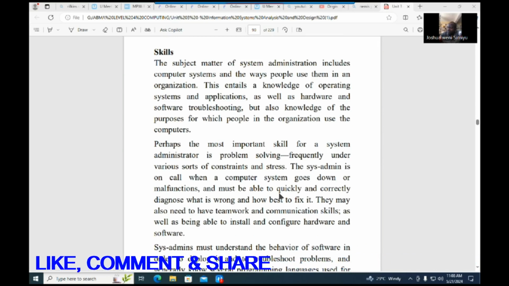Now that we know what the programmer needs to do, and what the system administrator needs to do, what skills does the system administrator need? If you are a system administrator, your concern includes both the computer systems and the way people use these computer systems in that particular organization.